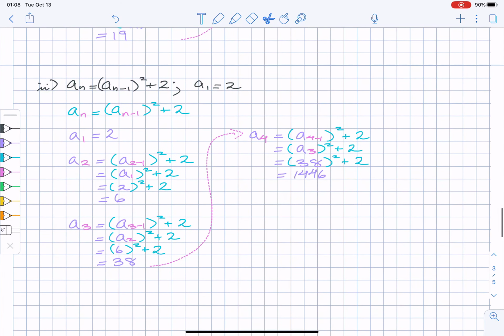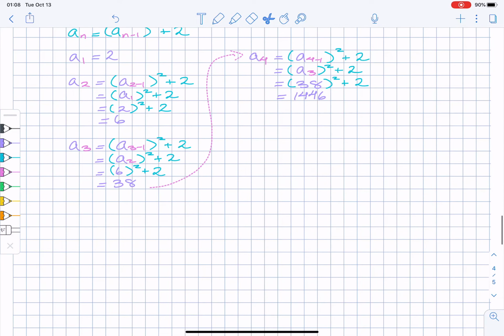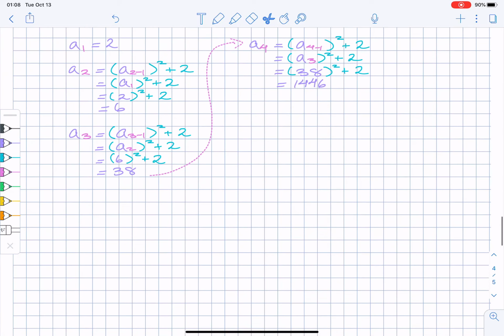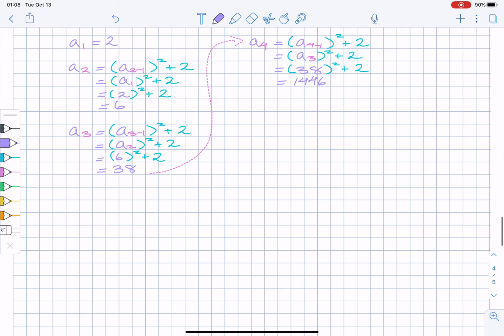I think I'm not going to do the first 6 terms here. I'm just going to say, well, etc. Or I can be lazy and say, okay, a sub 5 is going to be quantity a sub 5 minus 1 squared plus 2. That is, we have a sub 4 quantity squared plus 2, and I can just say, okay, well, this is 1446.